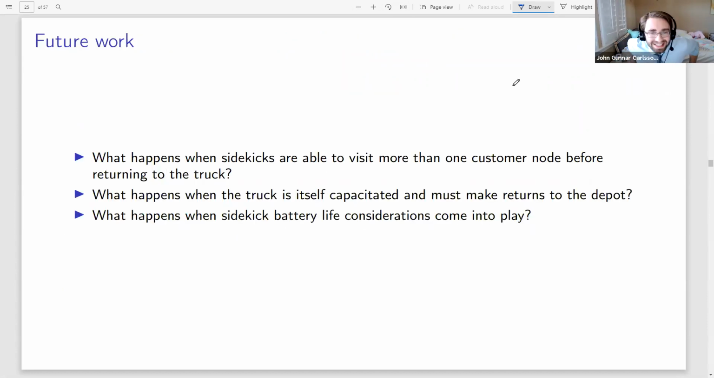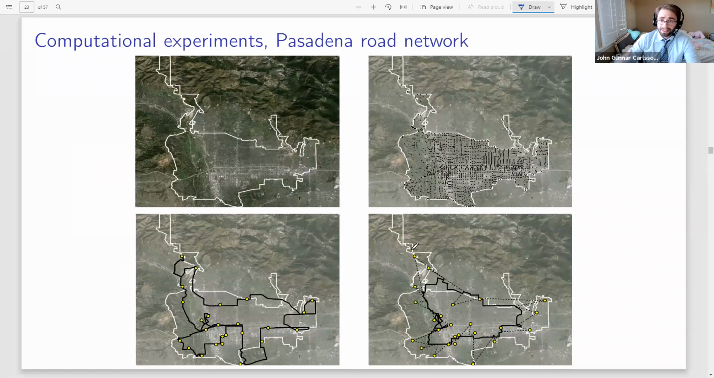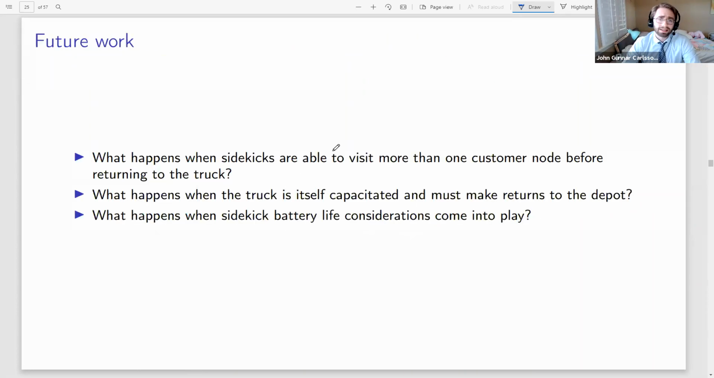Future work along this, I've got another set of problems we'll look at in a minute, but future work for this one. In this problem, I assumed that the sidekicks could visit each customer once, like they had a capacity of 1. They drop off a package, they come back to the truck, they drop off a package, they come back to the truck. But there's no reason you shouldn't generalize that and say, well, what if you have a big drone that can hold 4 things at once? How would that affect this model?